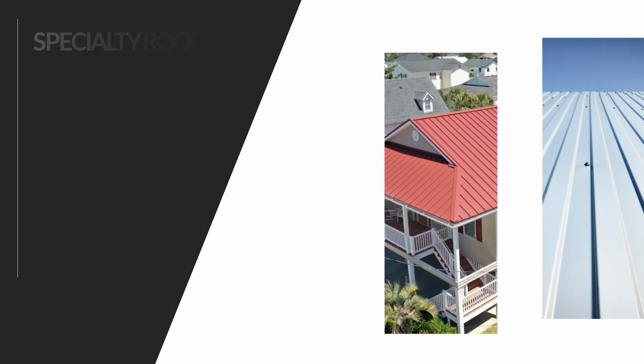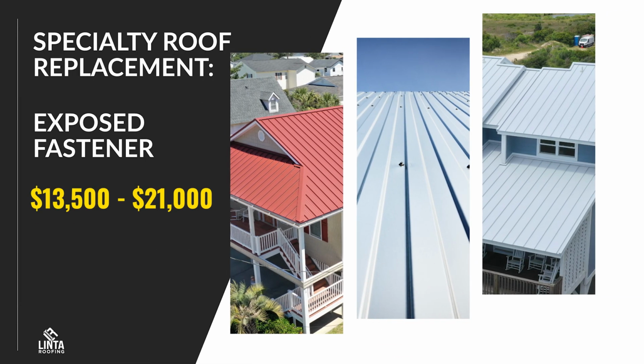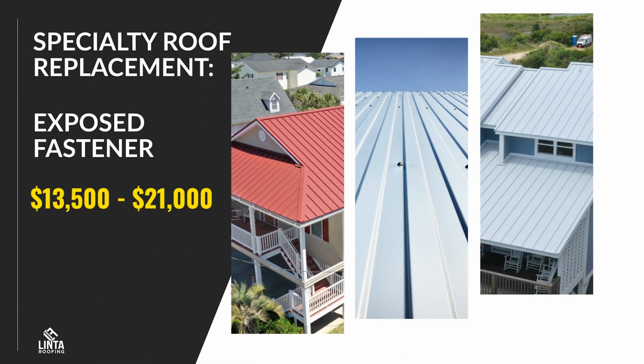Now, let's talk about specialty roofs. For an exposed fastener metal roof, which is a metal roof where you can see all of the screws through the face of the panel, you can expect to pay for a 3,000 square foot roof between $13,500 and $21,000.